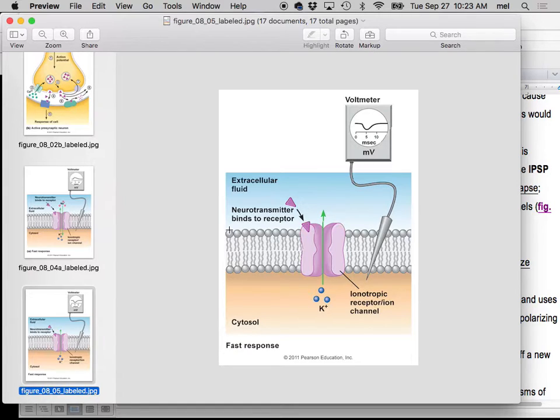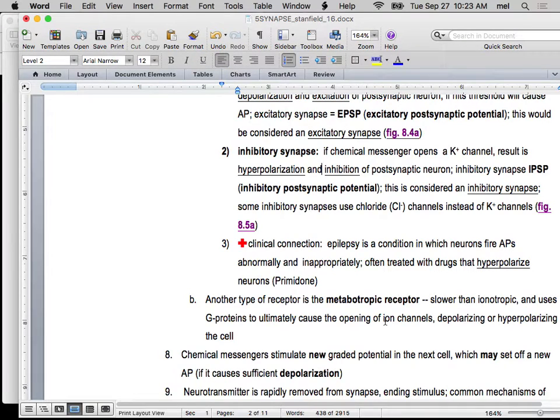Does that make sense to you? So if you treat with a drug that slightly hyperpolarizes your neurons, then you'll be less likely to have seizures. And one of those drugs, by the way, is primidone. But you're also less likely to have appropriate action potentials. So you can probably understand why people don't like being on those drugs.